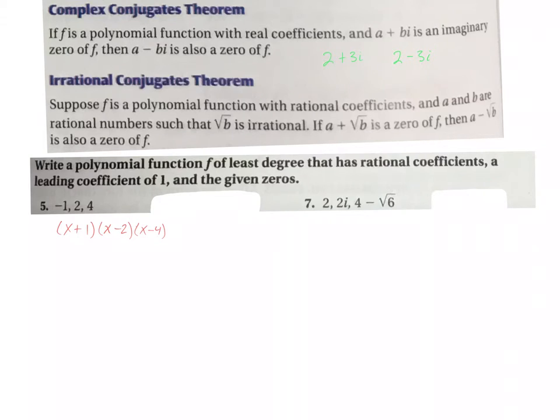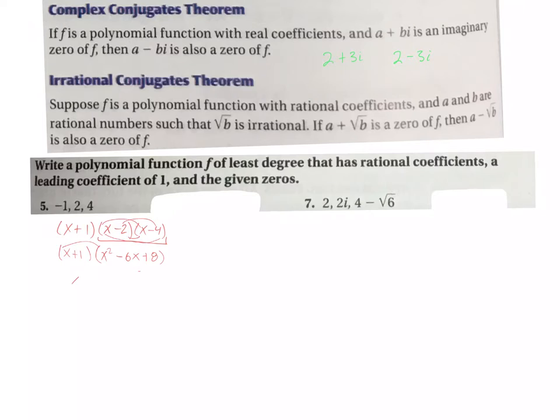So then, all we need to do now is expand this. So I'm going to multiply these two first. So first, x times x is x squared. It's going to be minus 4x, minus 2 more, so it's going to be minus 6x, and then plus 8. And then I'm going to multiply it by that x plus 1.